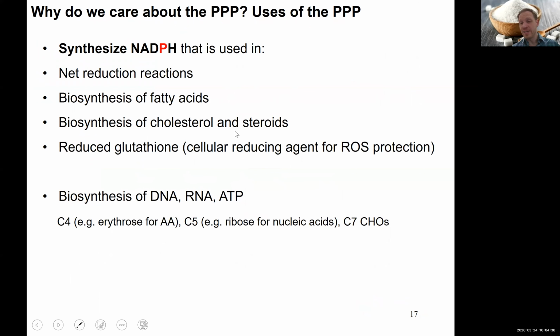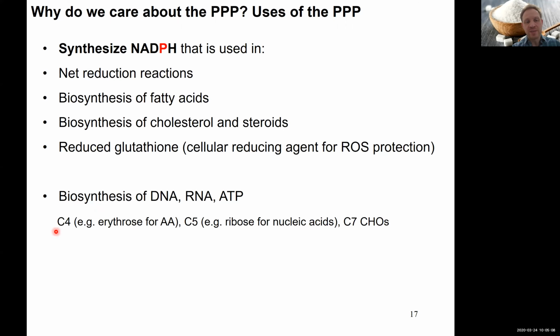Right, moving on. The next function of the PPP, you will see it actually has a lot of different important functions, is the biosynthesis of DNA, RNA, and ATP. What it produces here is the important backbone of our nucleotides. I had shown you in the structure of ATP, NADH, and NADPH that it has these C5 backbone sugars, and so the PPP is relevant for making some of these.